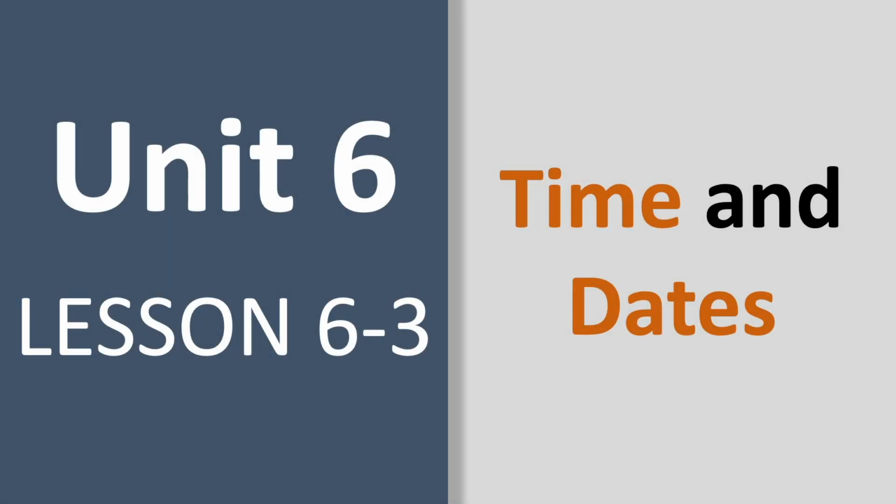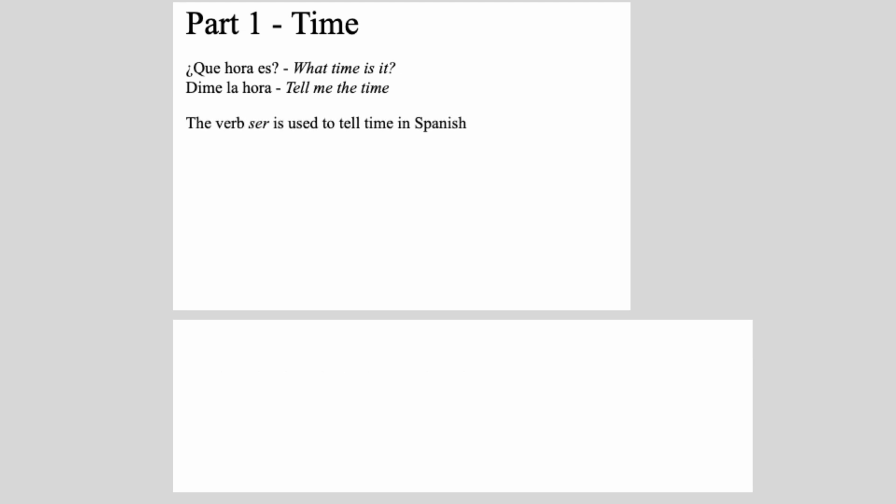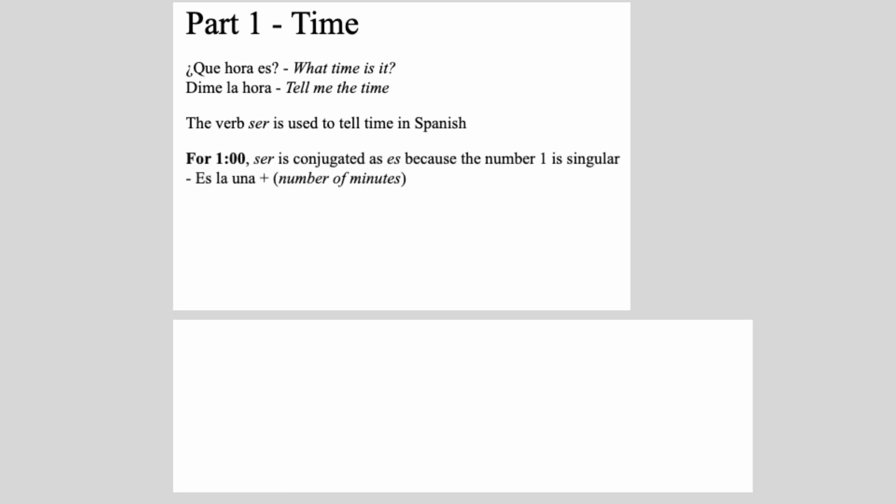For this lesson, we will study the basics of telling time and dates in Spanish. ¿Qué hora es? What time is it? Dime la hora. Tell me the time. We use the verb ser to tell time. For 1 o'clock, it is conjugated as es because the number 1 is singular.